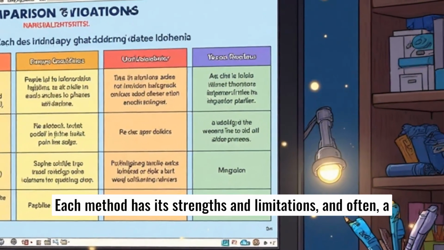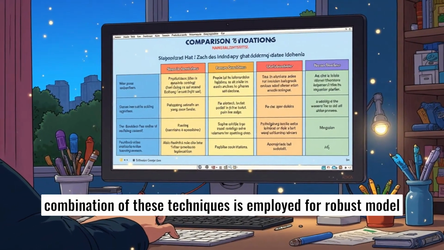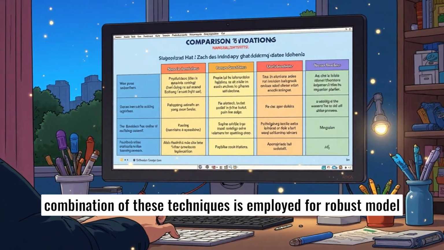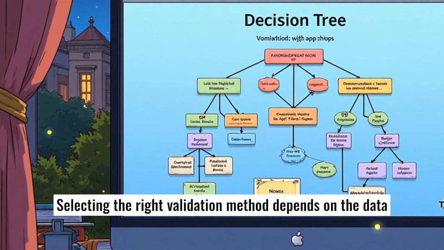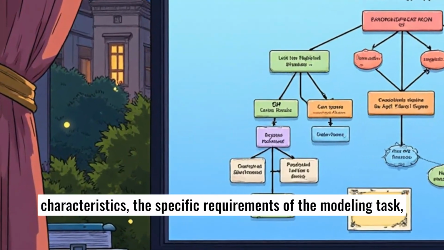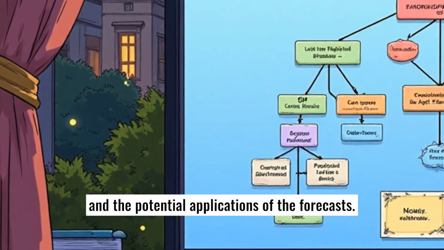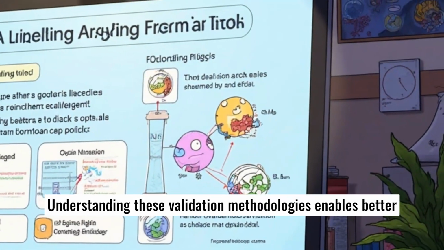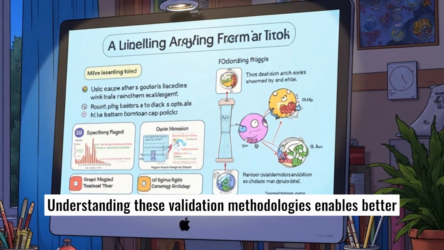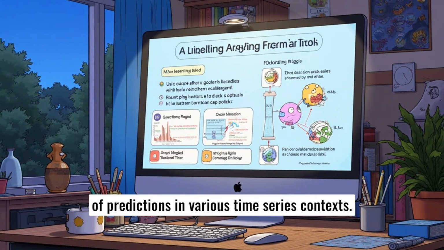Each method has its strengths and limitations, and often, a combination of these techniques is employed for robust model validation. Selecting the right validation method depends on the data characteristics, the specific requirements of the modeling task, and the potential applications of the forecasts. Understanding these validation methodologies enables better model development and enhances the reliability and applicability of predictions in various time series contexts.